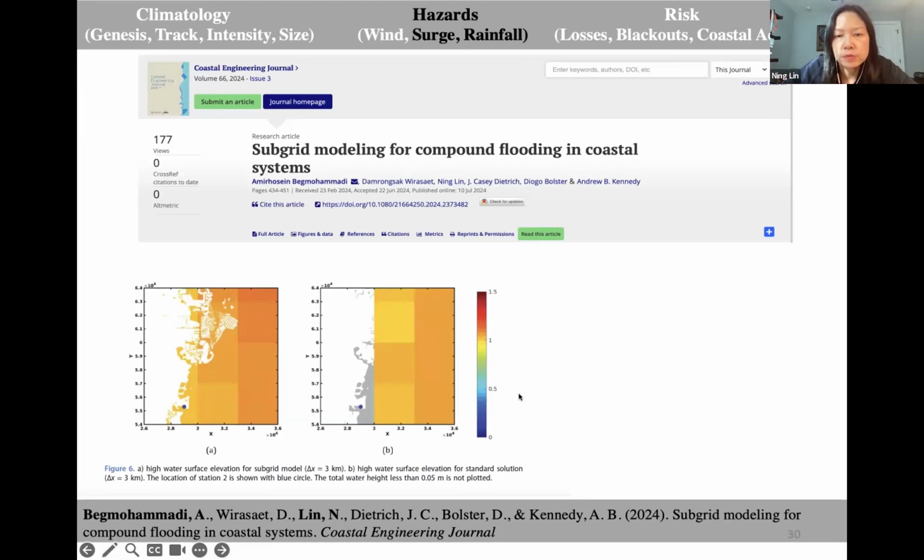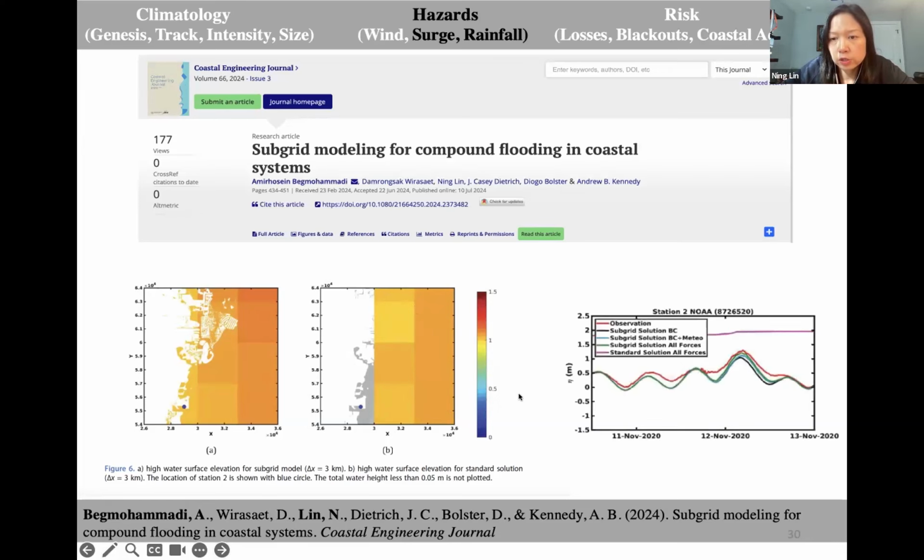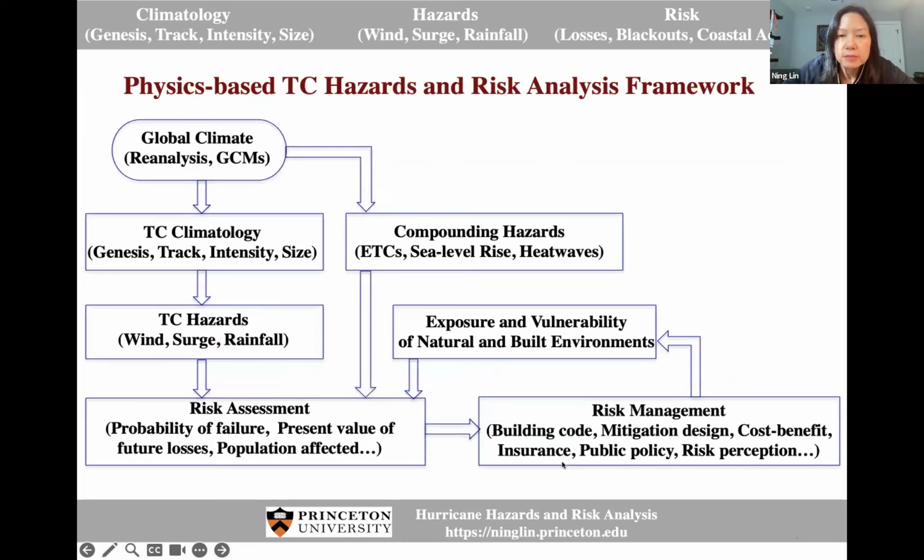So we're using this as a way to explore if we can speed up the simulation and do compound flooding simulation at larger scale. This is just another comparison to say if we use low resolution without a subgrid, we may model this kind of strange water level, very far from observation compared to subgrid modeling. So we're hoping to see if we can use this to scale up the compound flooding at larger scales. So that's about the hazards modeling.